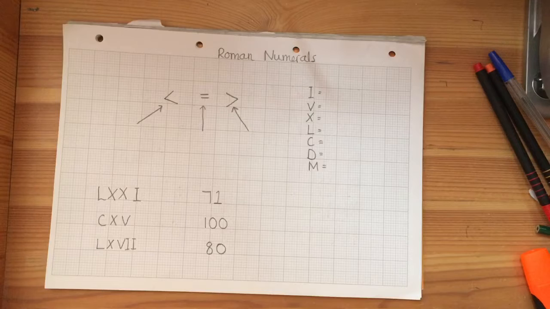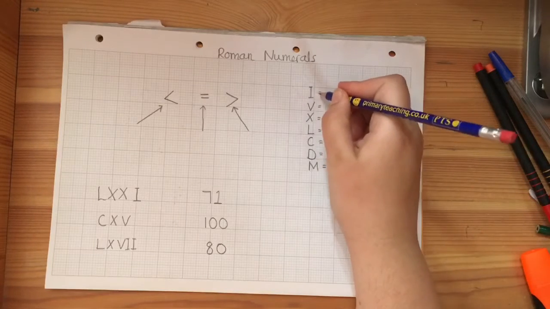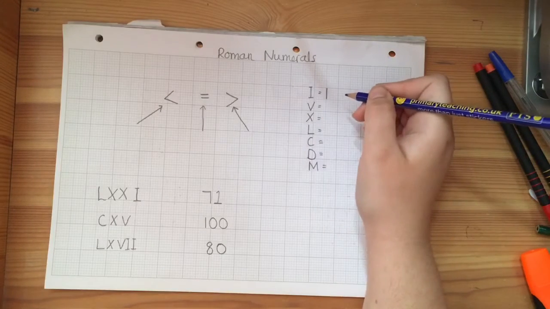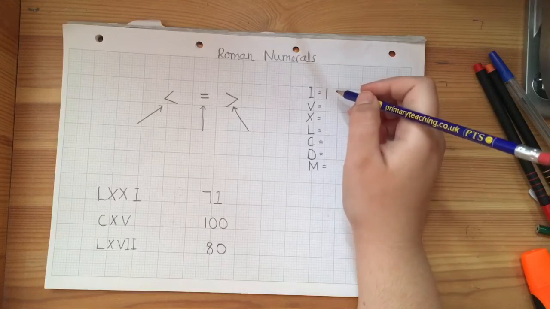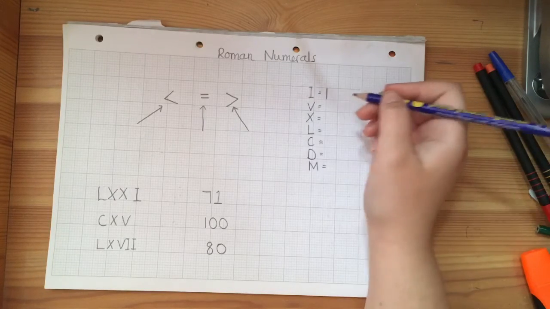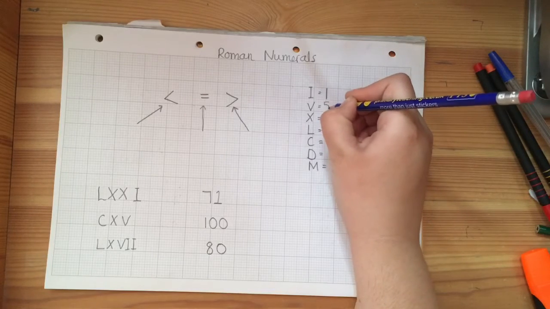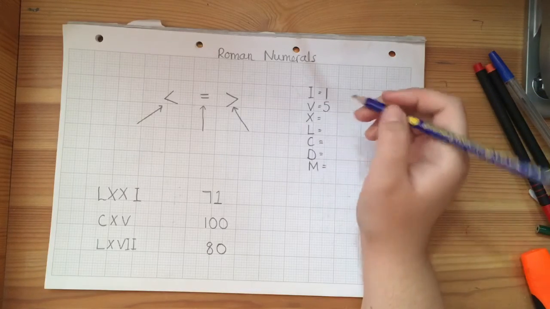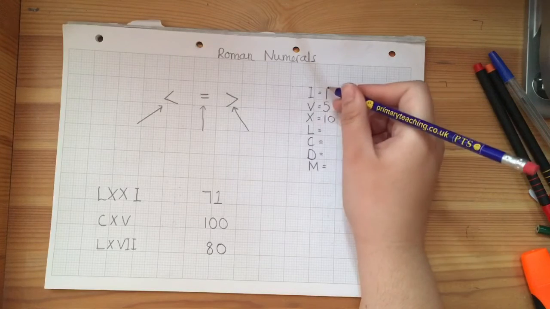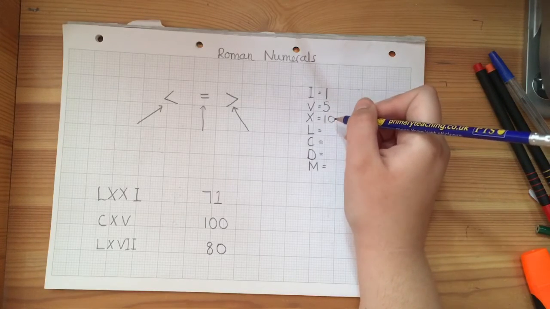Okay, if you need a bit more time, just pause the video again. So, the letter I is, of course, 1. Smallest unit of Roman numerals. They don't go to 0. I don't know why. V is, of course, 5. X, we move up to the next one, so it's 10. Remember, we've got our unit, half 10, 10.